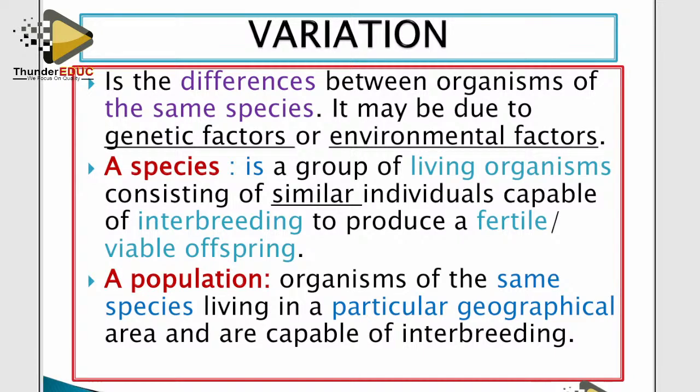So variation is the difference among organisms of the same species. That's why I always ask people, are you sure your father is your father? You don't ask that to your mom. Yes, your father could be your father, but because of variation, because of crossing over which took place during the formation of these gametes, that's why you don't resemble him or you don't resemble your sisters.